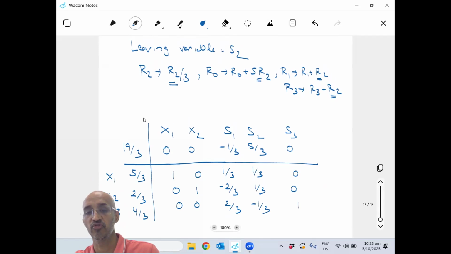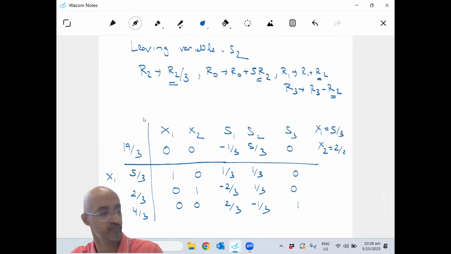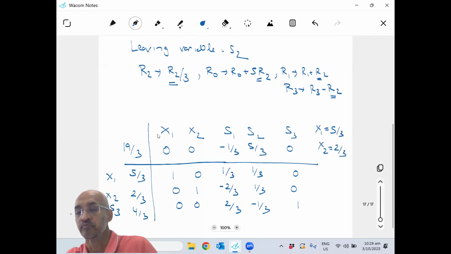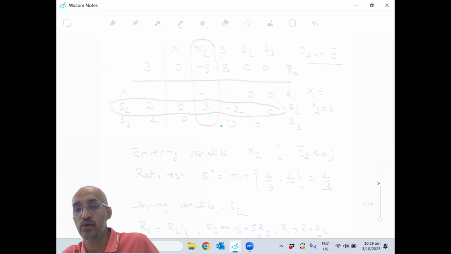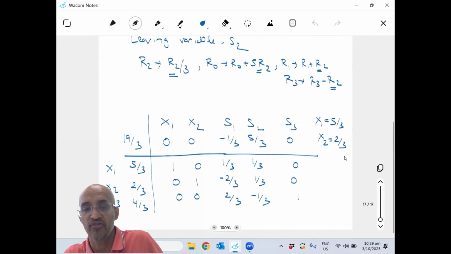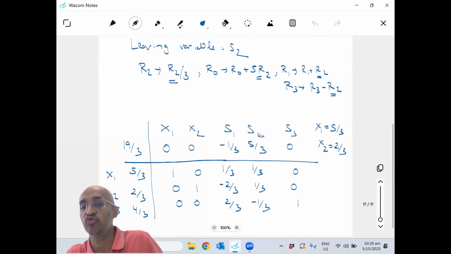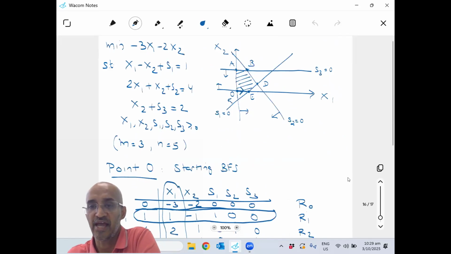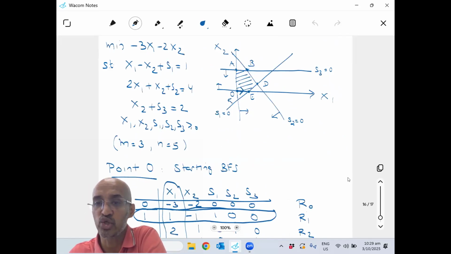So what is this point? Now x1 is 5 by 3 at this point, and x2 is 2 by 3. Where is this point? And what are 0? Essentially, S1 and S2 are 0. Where are S1 and S2 0? S1 is 0 on this line, S2 is 0 on this line. So we've actually moved to the point D.